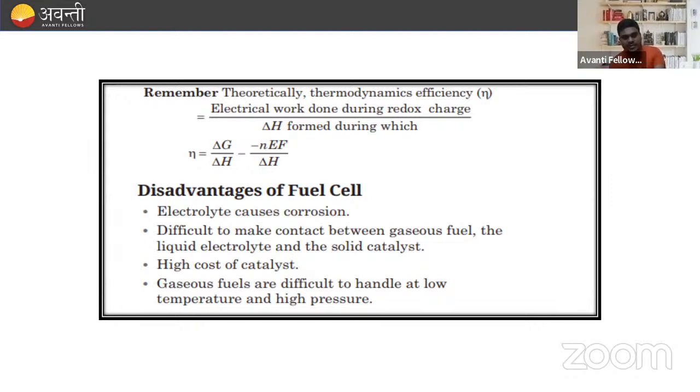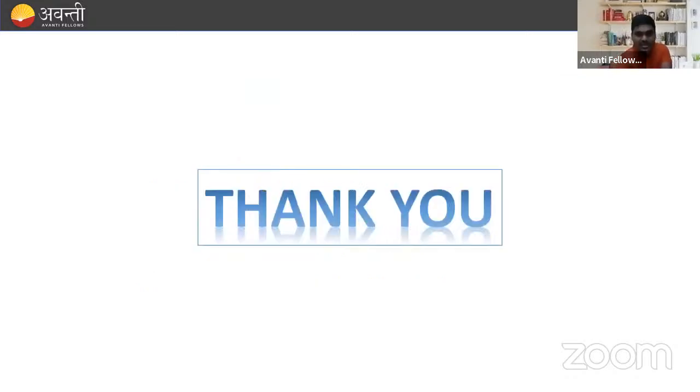Difficult to make contact between the gaseous fuel, the liquid electrolyte, and the solid catalyst. So it is very difficult to make the contact between the gaseous fuel, the liquid electrolyte, and the solid catalyst. High cost of catalyst is another problem. Gaseous fuels are difficult to handle at low temperature and high pressure. So these are some of the problems that we are facing. Right. We already discussed all this in a very detailed way.